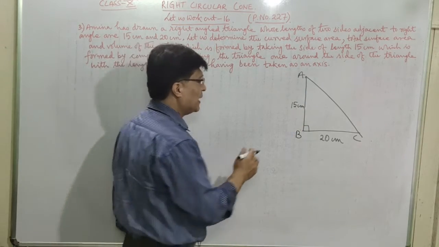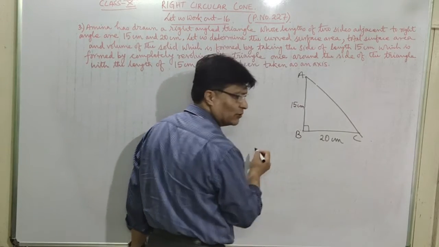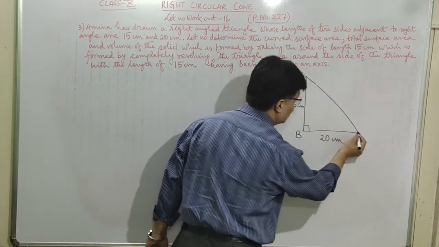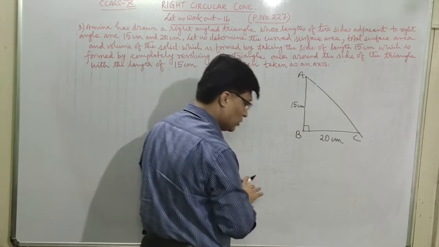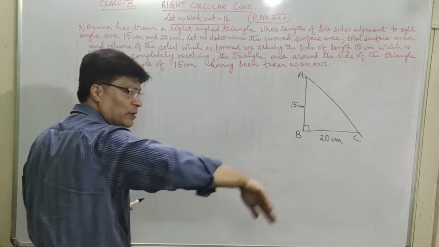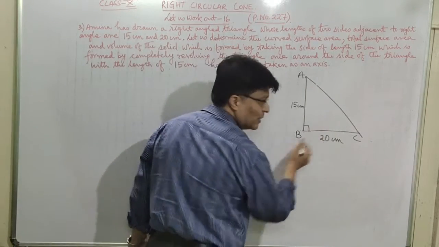Okay? Now when we revolve it, AB is kept fixed. This is an axis of the cone. Okay? Now this BC is revolved. BC has to be revolved. When BC is revolved at the base, a circle is formed, whose radius is BC.